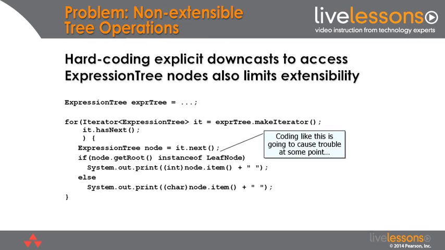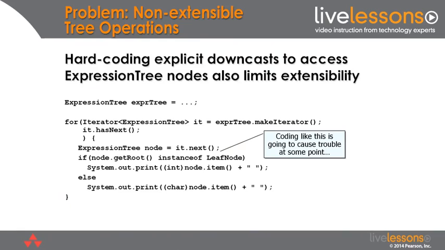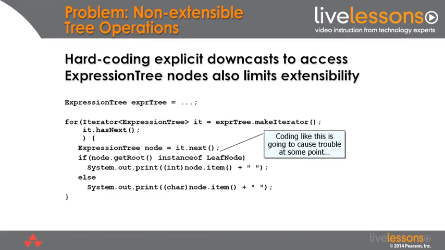We'd also like to be able to find a way to work around one of the problems we saw when we discussed the iterator pattern implementation earlier. In the example I showed there, we were able to go through every node in the tree and do something with it, but it required the use of explicit downcasts to access the expression tree nodes, which is also something that's likely to cause problems over time. It'll limit extensibility because invariably if you make changes that modify the way in which the tree is structured and your code relies on downcasting, it's going to cause trouble at some point because you're going to end up with a case you didn't expect.